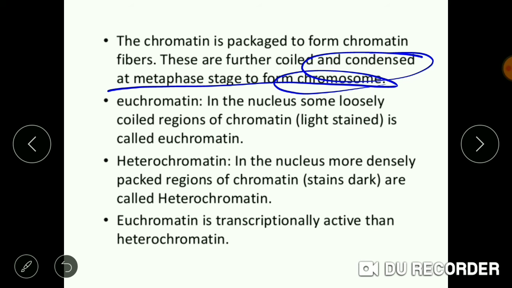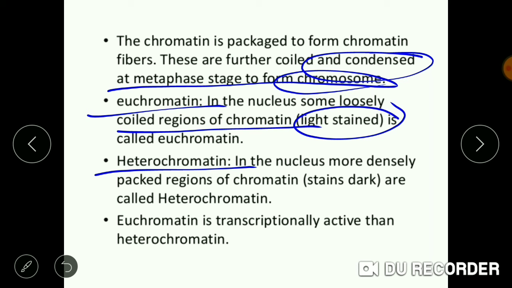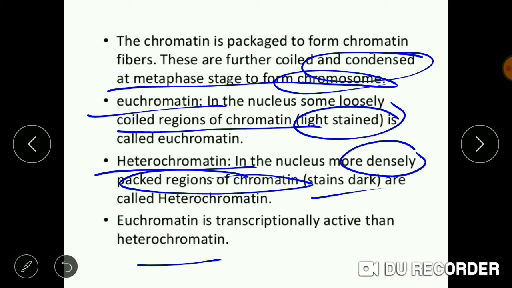Now we move on to what is euchromatin and what is heterochromatin. Euchromatin in the nucleus is the loosely coiled region of chromatin, which looks lightly stained, while the densely packed region of chromatin, which is stained darkly, is known as heterochromatin. Euchromatin is transcriptionally more active than heterochromatin.